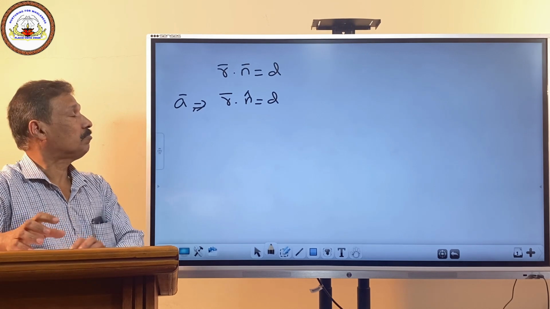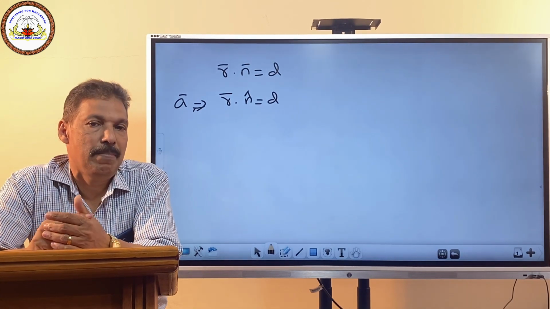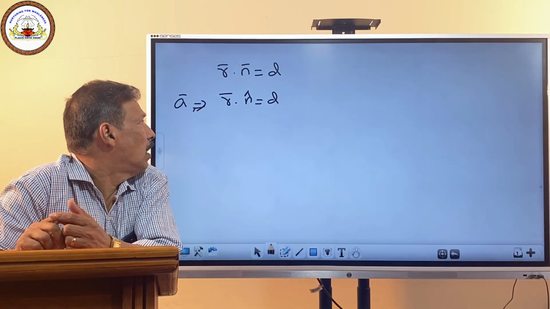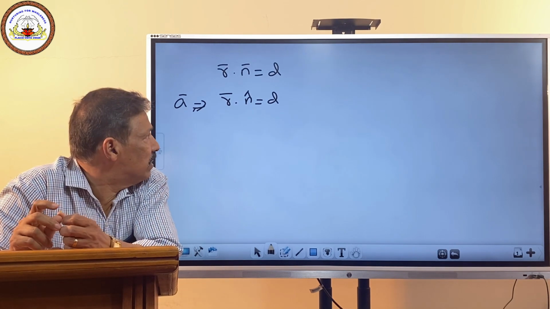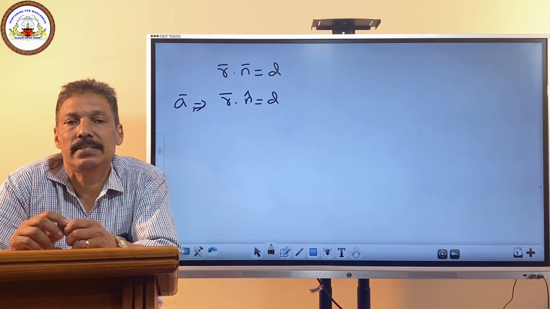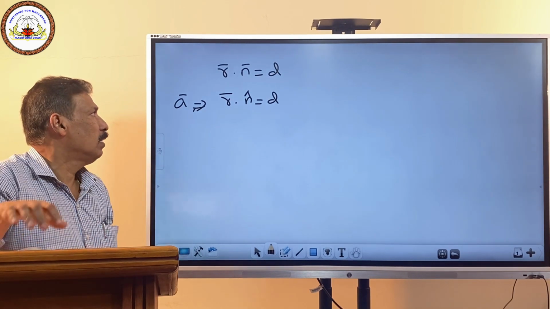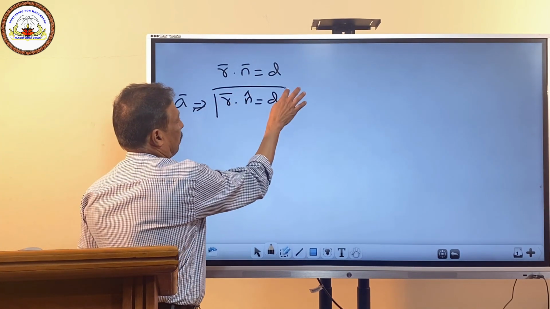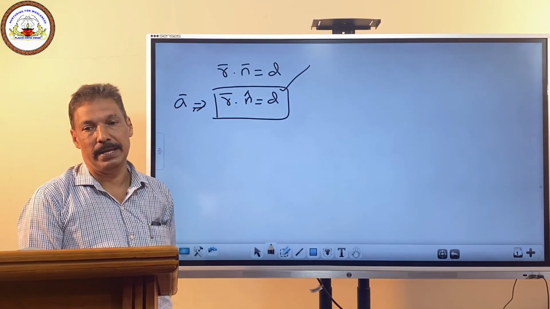Then we can find the perpendicular distance from A bar to the plane R bar dot N bar equal to D. First of all, we change that N bar to N cap, the unit vector. In such a case our D is the perpendicular distance from the origin to this plane.